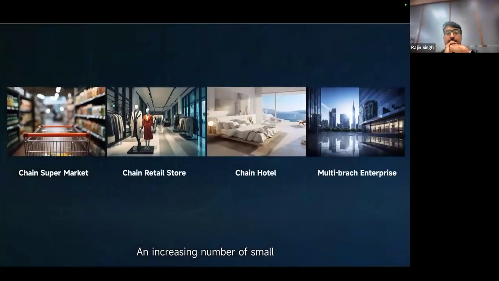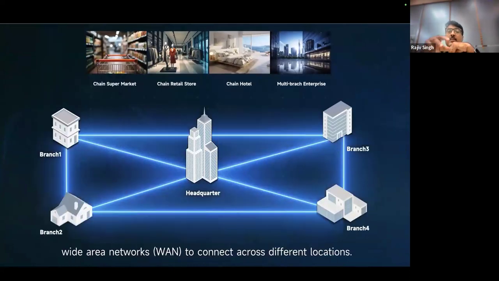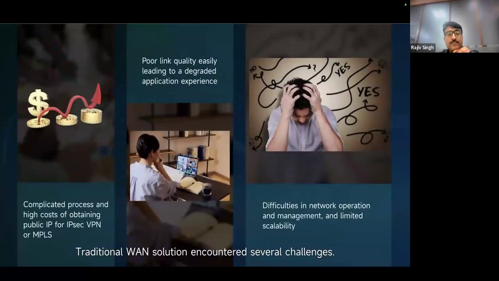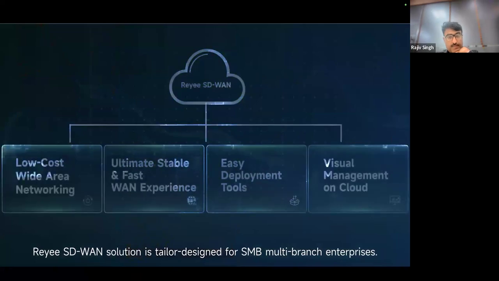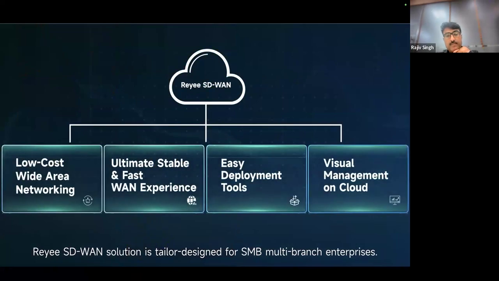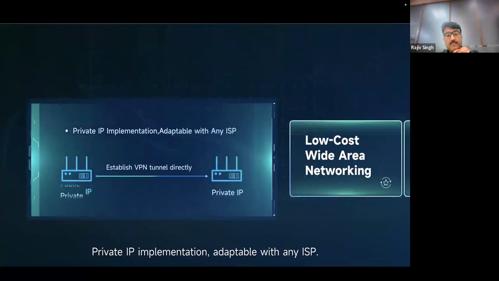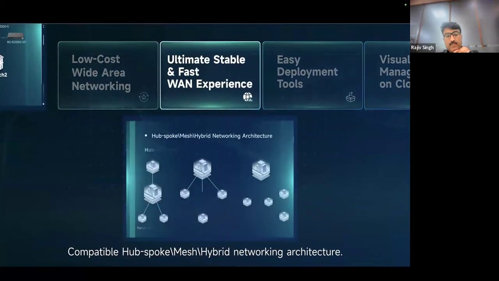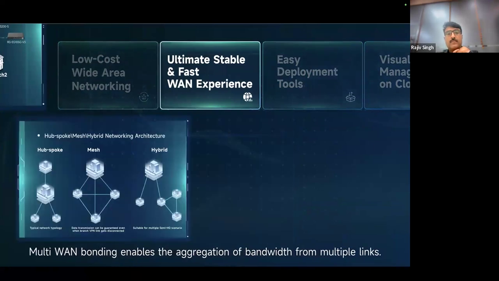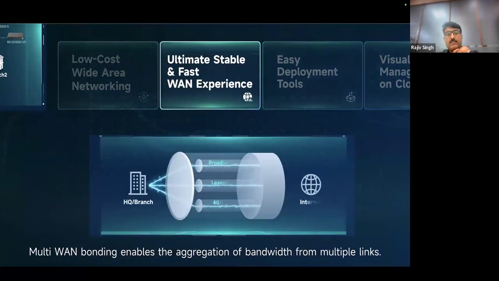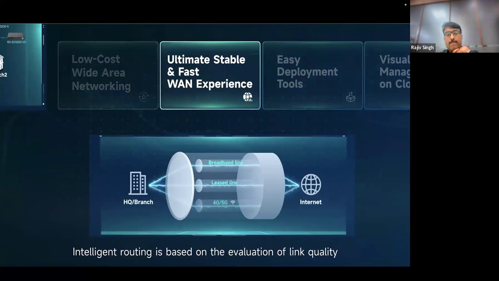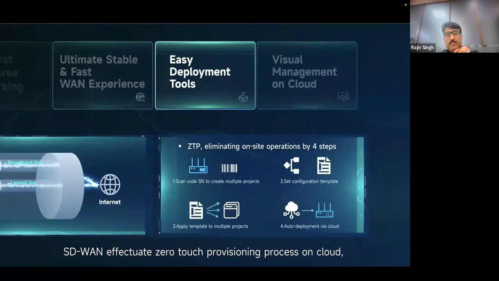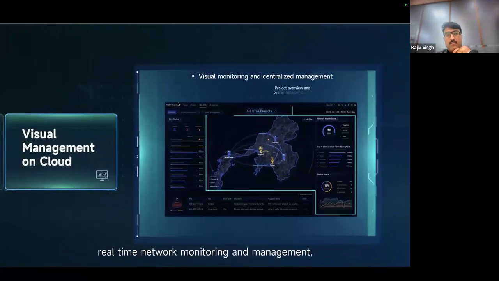An increasing number of small and medium-sized enterprises are starting. Yeah, actually our SD-WAN is very networks to useful. connect Just you can across see. different locations. Chain supermarket, Traditional chain retail store solution kind of. encountered several challenges. Reyee SD-WAN solution is tailored designed for SMB multiple branch enterprises. Private IP implementation, adaptable with any ISP, support by pass and router deployment modes, compatible hub spoke mesh hybrid networking architecture. Multiple WAN bonding enables the aggregation of bandwidth from multiple links. Intelligent routing is based on the evaluation of link quality with zero failover latency. SD-WAN effectuates zero-touch provisioning process on cloud. Real-time network monitoring and management.